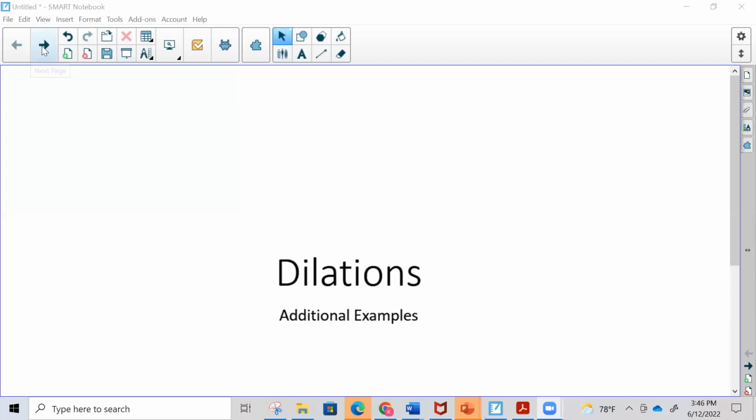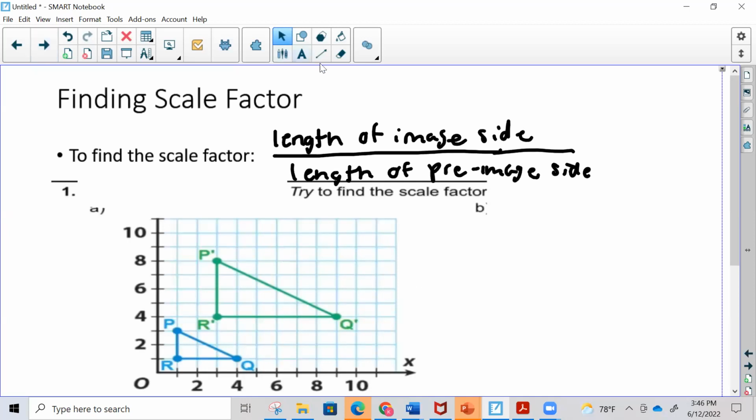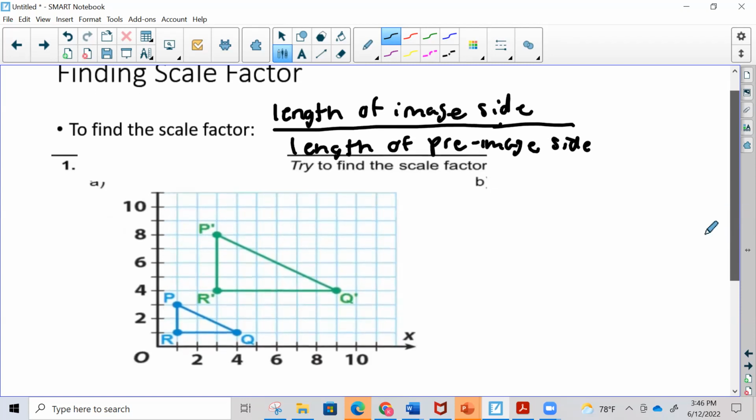Okay, so in this video, we're going to look at a few more examples on dilations. The first thing we're going to look at is finding the scale factor. To find the scale factor, you take the length of the image side and you divide by the length of the pre-image side. That's going to give you the scale factor, and it has to be the corresponding side.